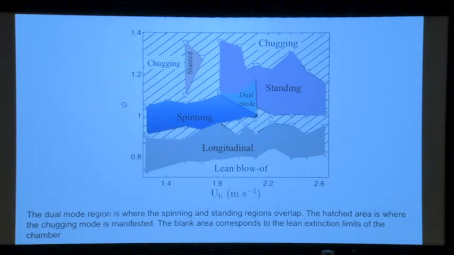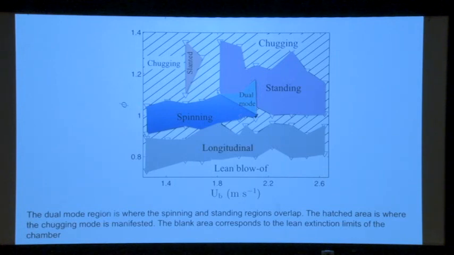So here we have the longitudinal mode. All over the place you have some sort of chugging mode. Here we have a spinning mode. So if you go at 1.4 and 1, you get a spinning mode. Here you get a standing mode, and in this region here, you get a dual mode. That is, it may be spinning or it may be standing.